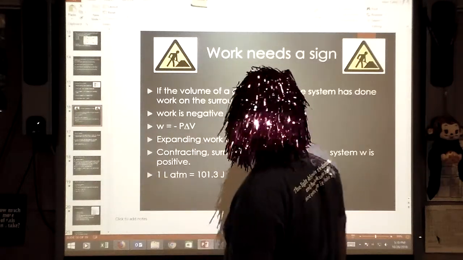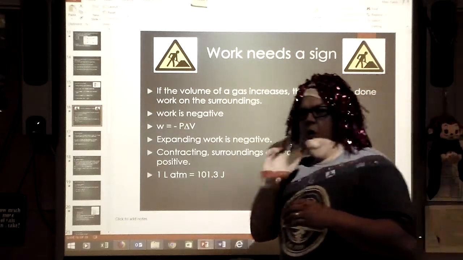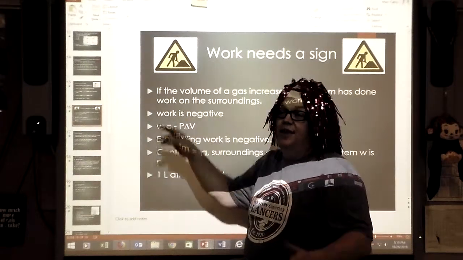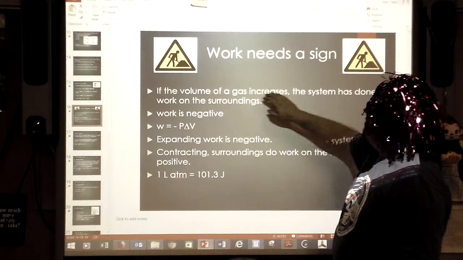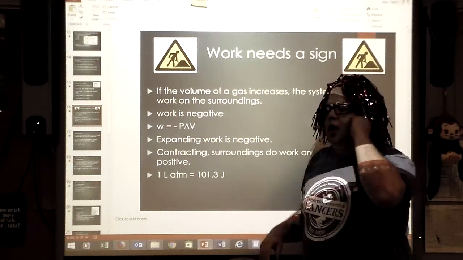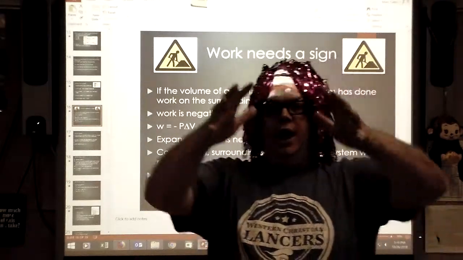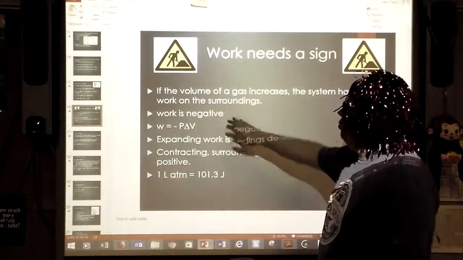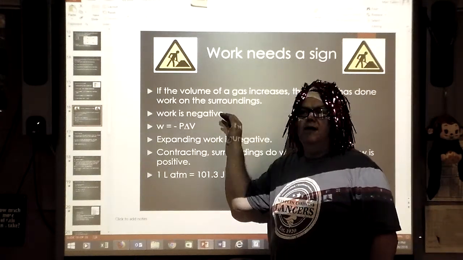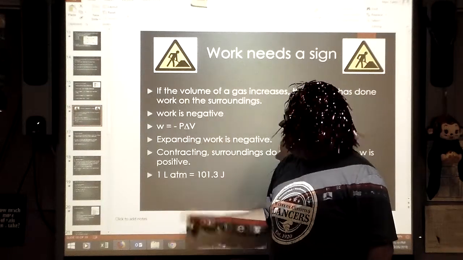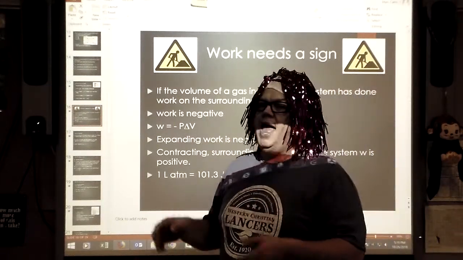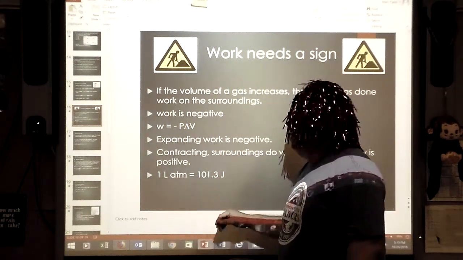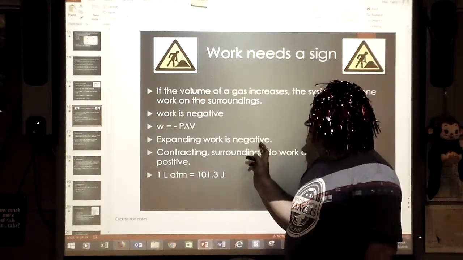Let's go ahead and move on. So the thing is though, work needs a sign. And I kind of did put a little joke there. Work needs a sign. That's a visual. If the volume of a gas increases, the system has done work on the surroundings. So when the volume of the gas expands, work was done on the surroundings. Okay? So that means W is going to be negative, just like we did in the slide a couple of slides before. And that'd be kind of an exothermic action, right? So work is equal to negative P delta V. Expanding work is negative, okay?